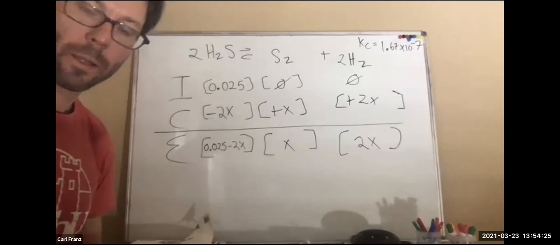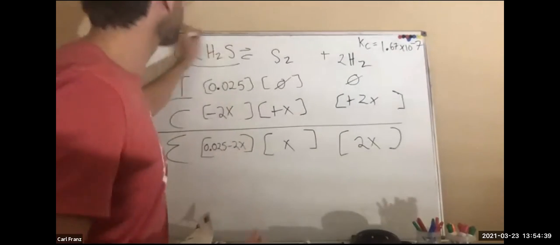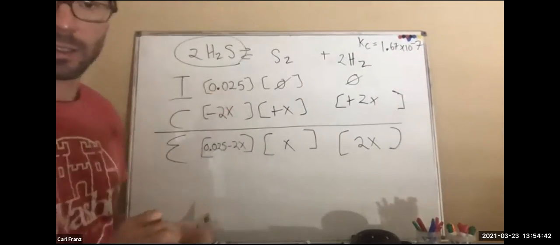I had one quick question. Yeah. Would you account for the coefficient on the 2H2S initially there and multiply that 0.025 times 2? Or is that only accounted for in the change? No. Yeah, we're saying that the initial concentration of this H2S is this. Good question. Oh, okay. So that's built in. Thank you. Good question.